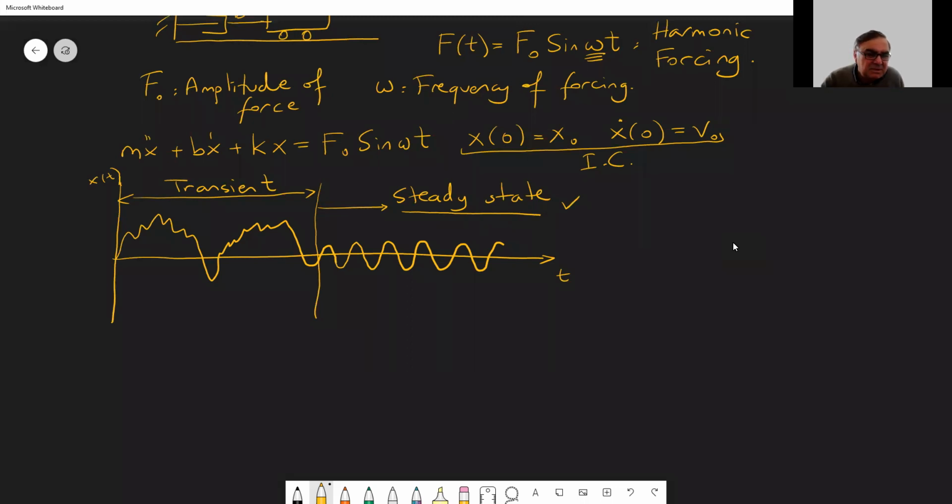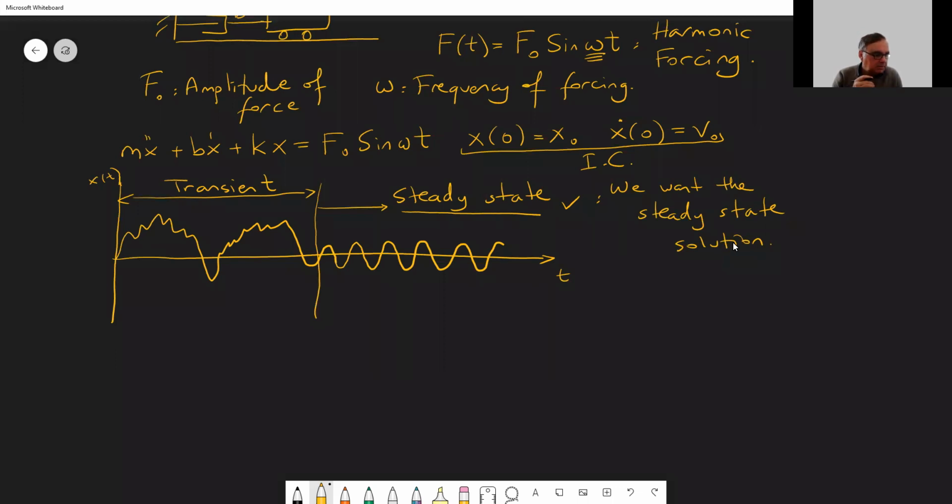We are interested in the steady state region, okay? Not in the transient, because this region just happens for a while, but it eventually dies out. We are interested in the steady state. So we want the steady state solution. The transient solution is not too important for us because it's transitory. It is not very important.